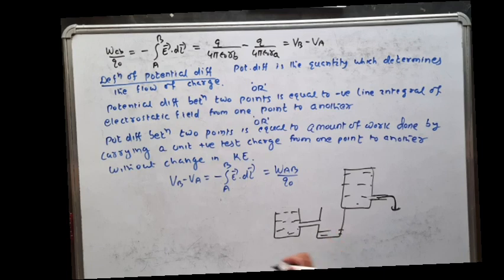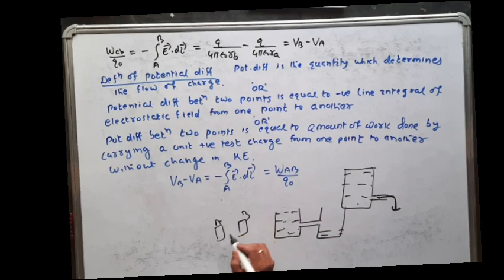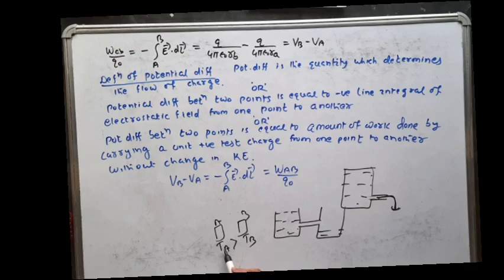Just like if you take two bodies, body A and body B. Body A is at a higher temperature than body B, so the temperature of A is greater than the temperature of B. What will happen? Heat energy will flow from the higher temperature body to the lower temperature body. That means temperature difference creates the flow of heat energy, just as head difference creates the flow of water.